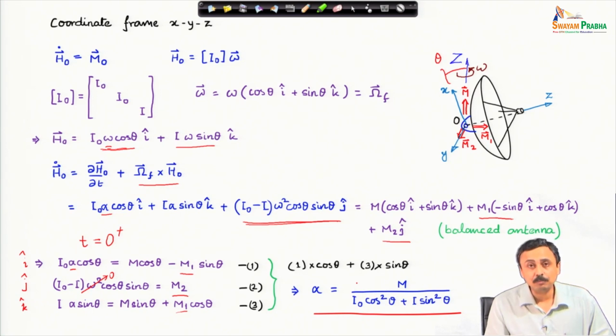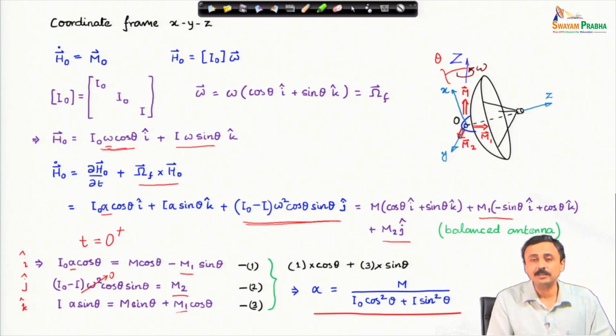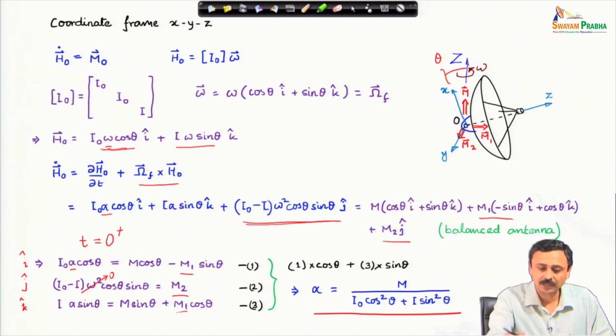At time t equal to 0 plus, because if you consider, for example, if theta is changing etc., then you will have more terms, and the analysis becomes more complicated.